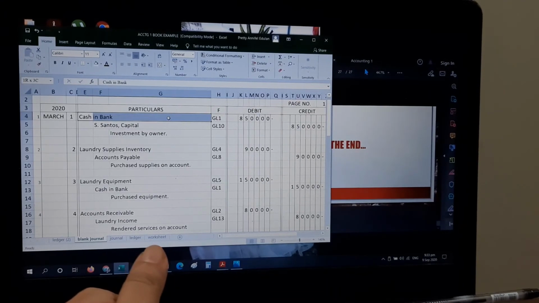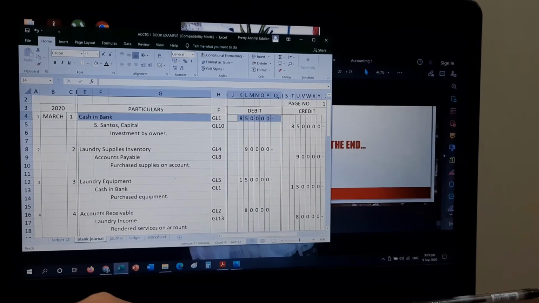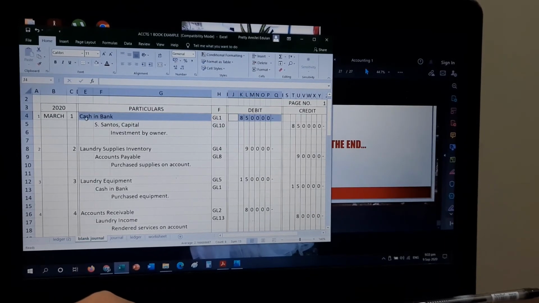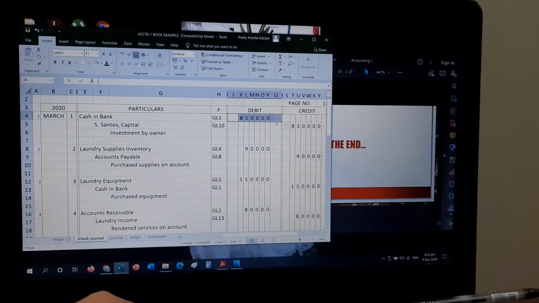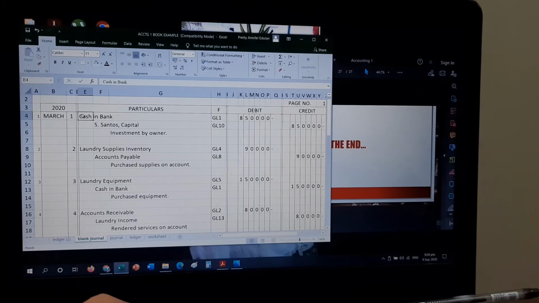If you have a correct account title and correct amount with the correct placement, that's one check. So if your account title is correct but wrong amount, that is wrong. Correct amount, wrong account title, that is wrong. Aside from that, for the folio, if you have the correct account title and correct folio, that's correct. Wrong account title, correct folio, the folio is wrong.